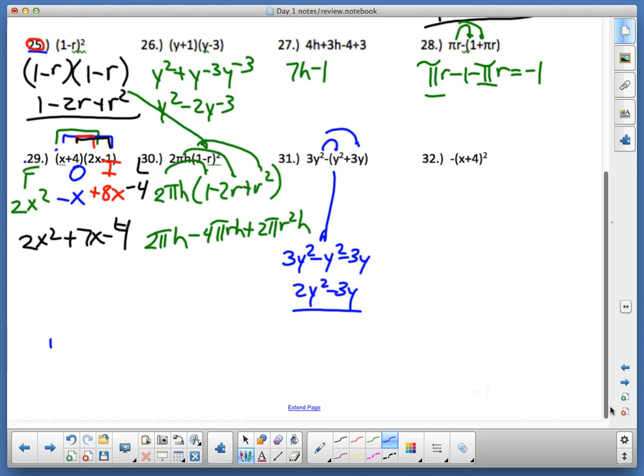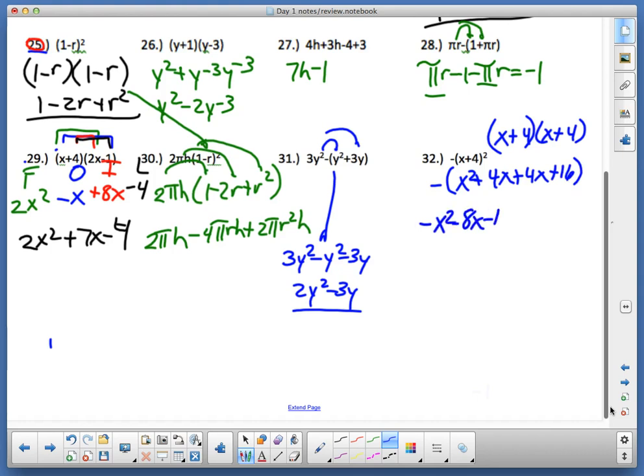At 32, I'm supposed to take the opposite of a perfect square binomial. So I'm going to take the opposite of x squared. That's the first, the outside, because it's going to be x plus 4 and x plus 4. The outsides are 4x, and the inside is also 4x. And my last is 16. Well, combining like terms and taking the opposite, it is opposite of x squared, opposite minus 8x, minus 16.